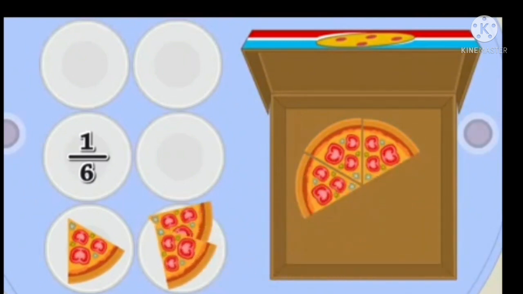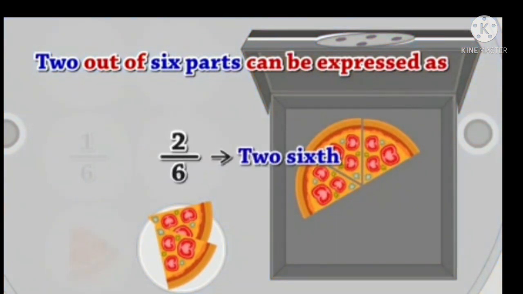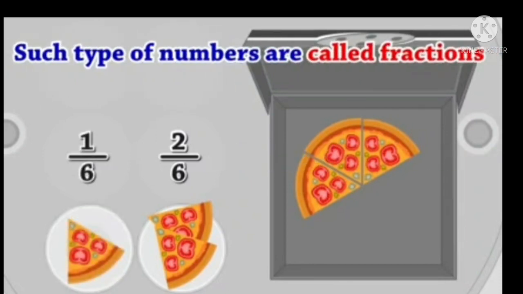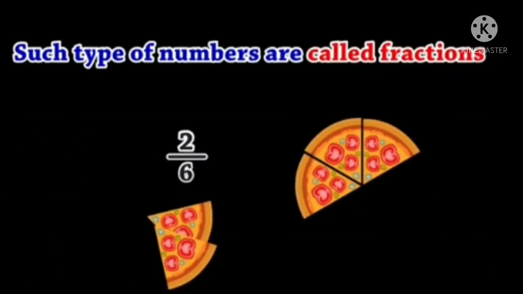Now he has 2 pieces. These 2 pieces out of 6 parts can be expressed as 2/6. This is read as 2/6. Such types of numbers are called fractions. 1/6, 2/6 are called fractions.